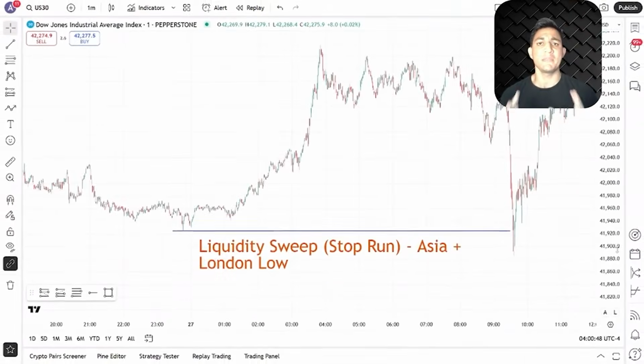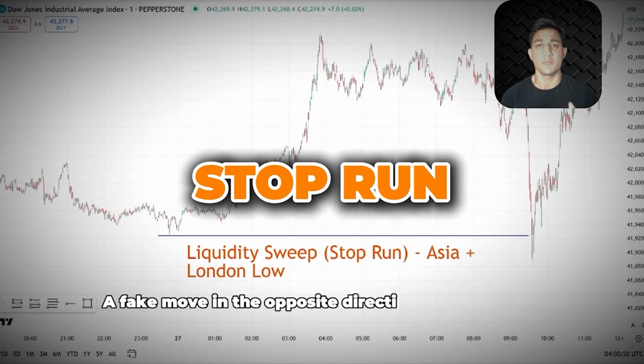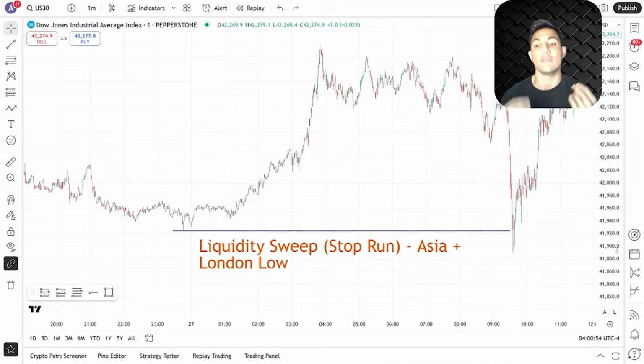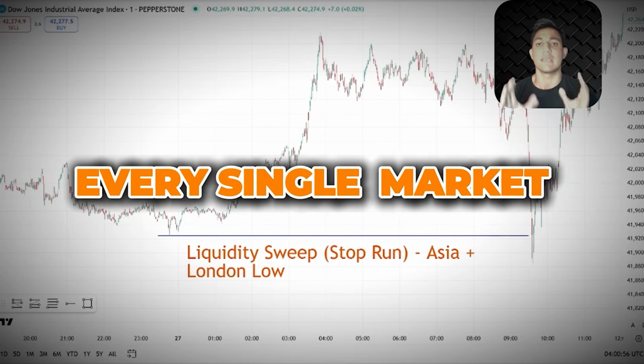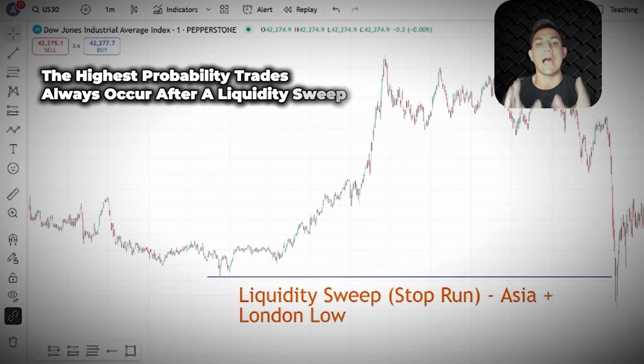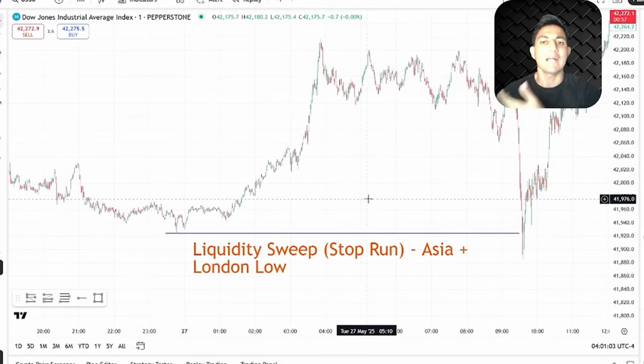A liquidity sweep is simply a stop run. It's a fake move in the opposite direction of the market designed purely to take out stop loss orders. And you will see this in every single market, in every single session, because the highest probability trades always occur after a liquidity sweep. So what actually is a sweep?